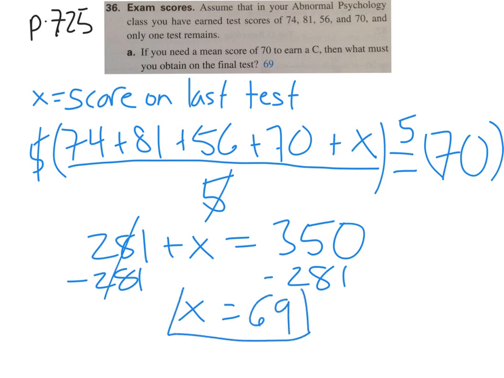So back to the question. If you need a mean score of 70 to earn a C, what must you obtain on the final test? A 69 or better, right? The minimum score you can get in order to get a C in the class is a 69. So there you go. That's the last problem.